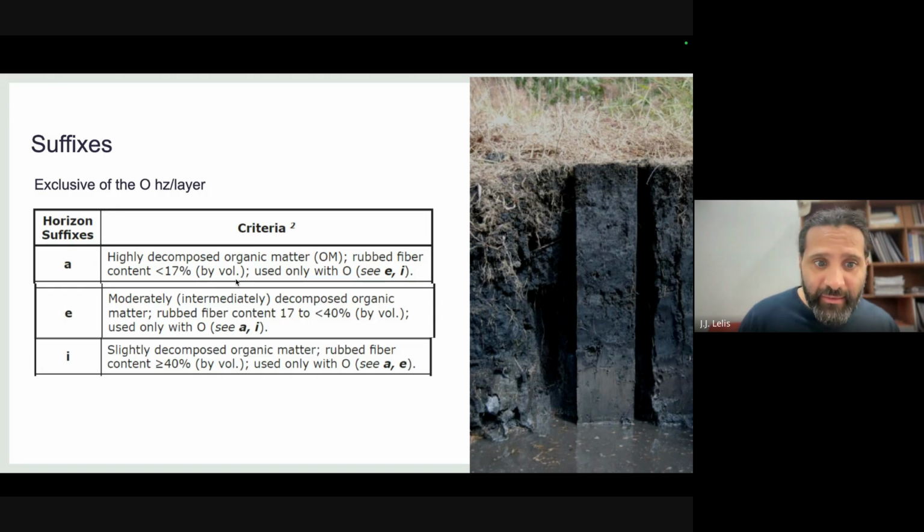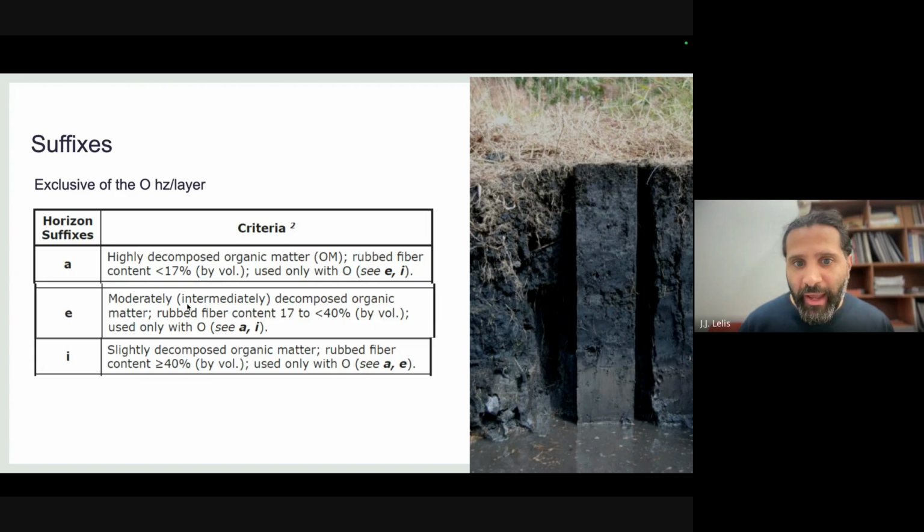And the E is in the middle, if I register an intermediate stage of decomposed material. So I can see that the content of materials that are low decomposed varies between 17 and 40%. So I will use the letter E, okay? We have much more precise ways to measure this, but especially in the lab. In the field, we just try to check this.